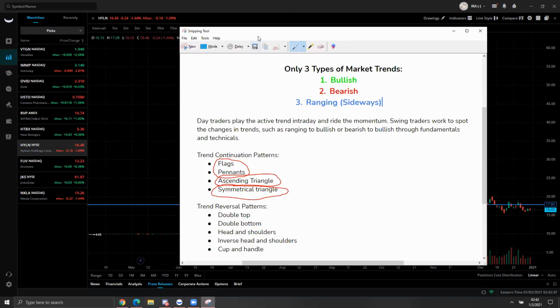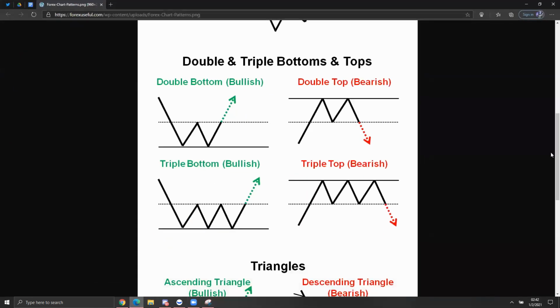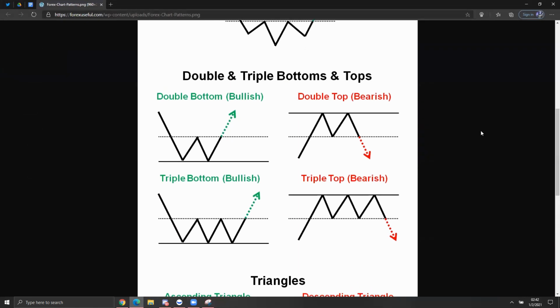Now let's look at the other patterns. Another very important pattern you can look at is a double bottom and a double top. I actually don't have an example to show you guys because I haven't traded this pattern too much. What I can show you is what it's supposed to look like. So this is essentially what a double bottom or a double top looks like.